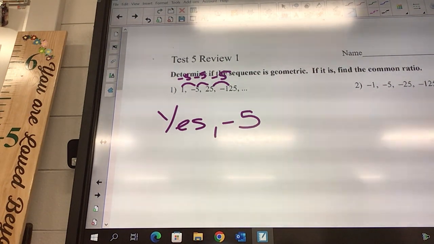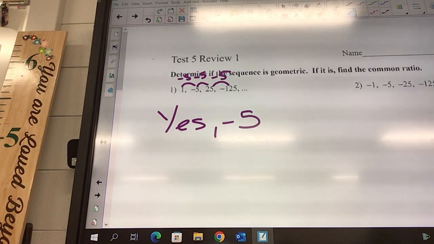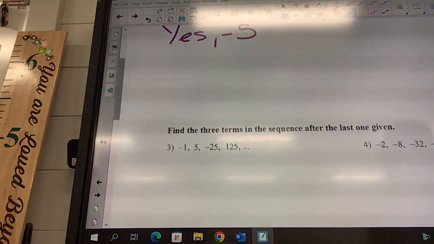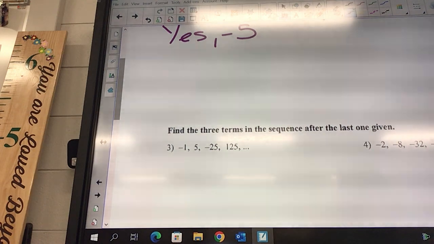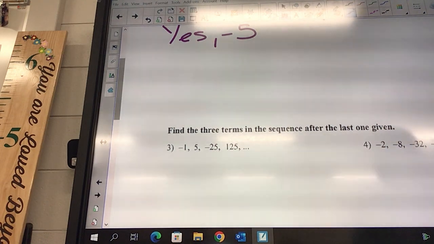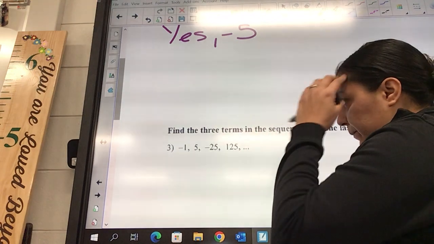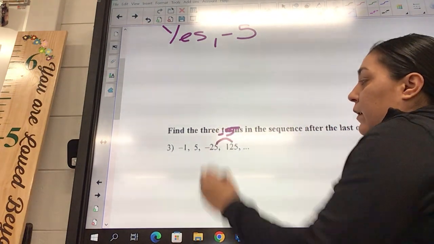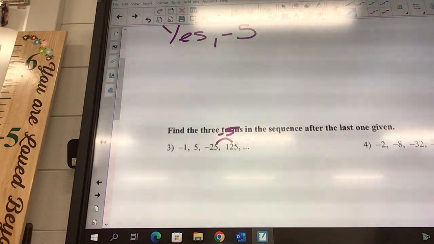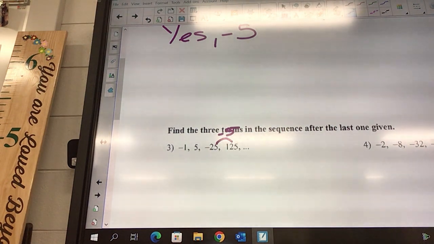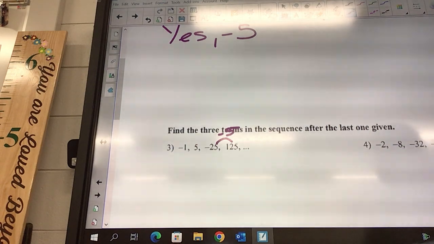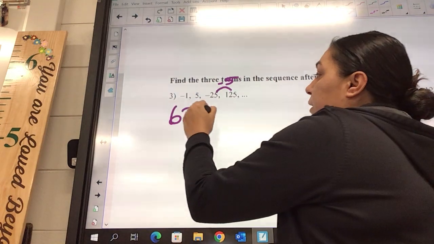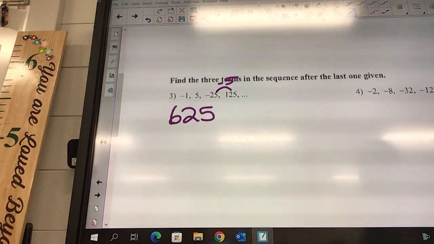Okay, number 3, it says find the next 3 terms in the sequence. Okay, so if it tells you that, then we know it's geometric. So you just need to find one piece, okay, and we already know what this common ratio is. What is it? Negative 5, okay? So you're going to say 125 times negative 5. What do you get? Negative 625.